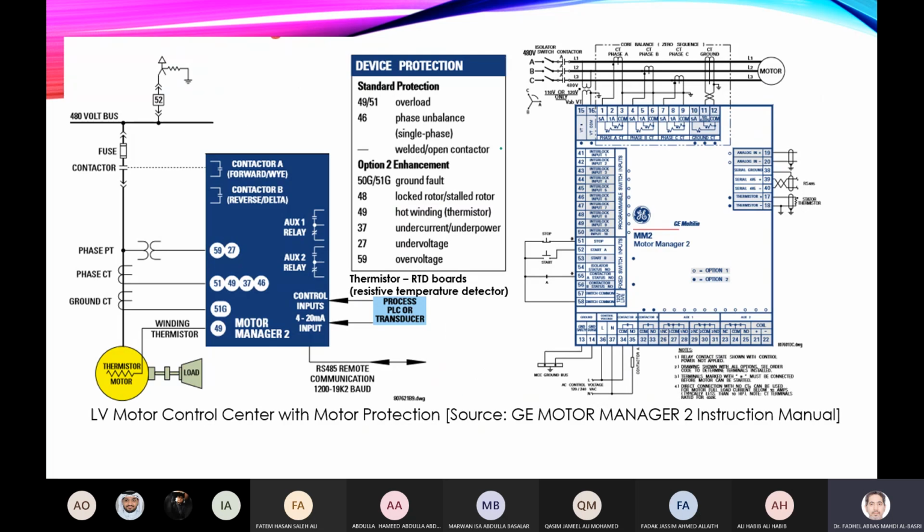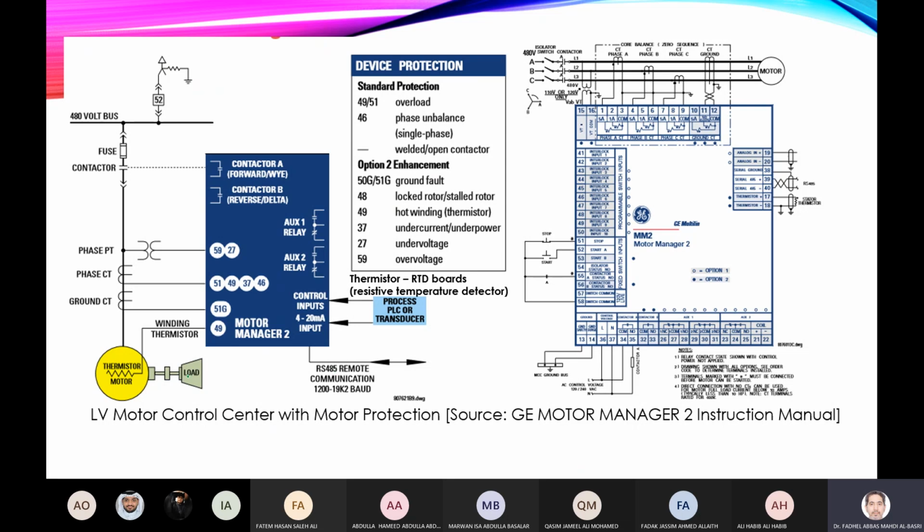Now how these are connected. This is from a commercial relay. I took it from a standard GE relay for low voltage motor control centers. When I say motor control centers, it means when you connect more than one motor from one bus. So there is one control panel that feeds all the motors.